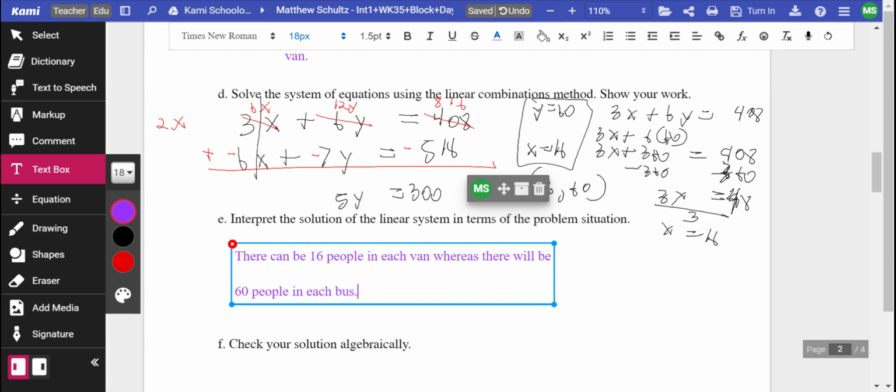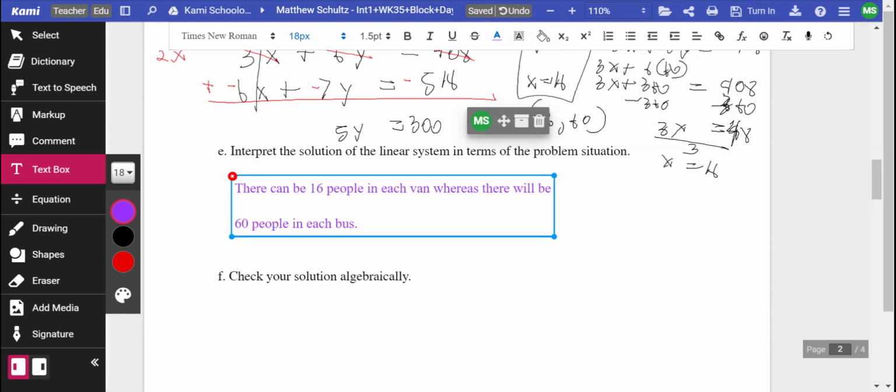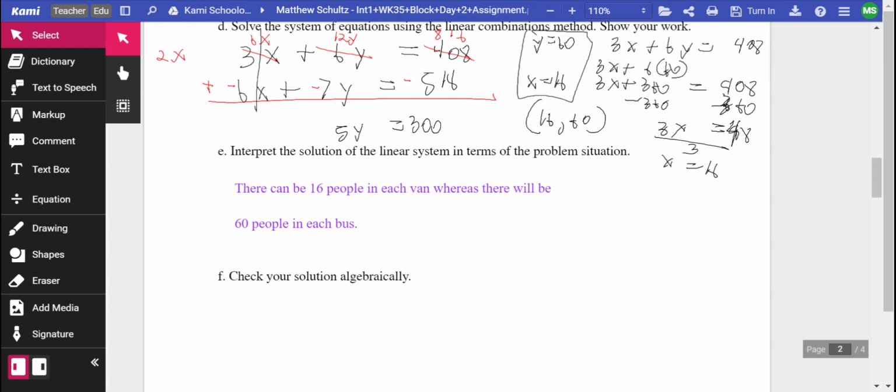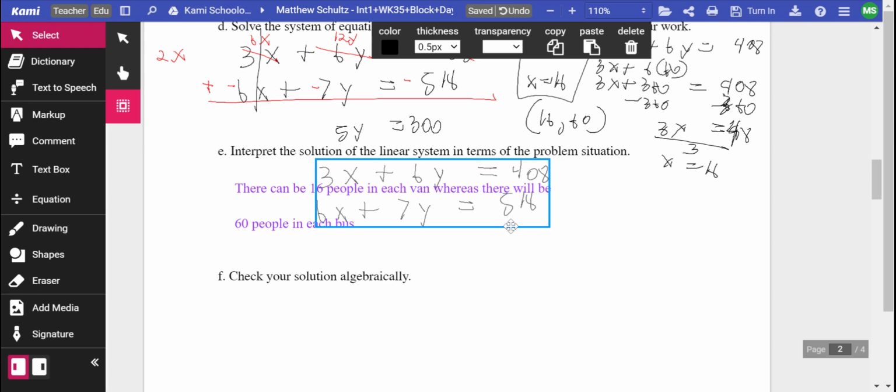But there we go. Check our solution algebraically. Okay, well, I'll let you finish this up for us. But basically, what we're going to have to do, let's see. I go like this, and I paste. Copy, paste. Oh, I did it. Cool.